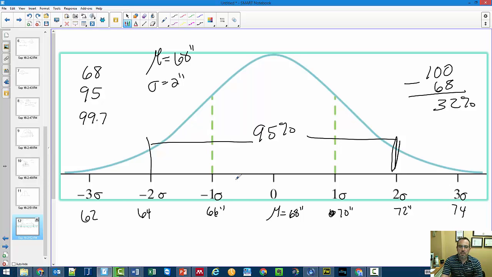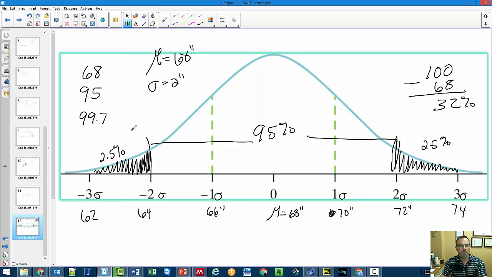All right. This tells me if it fits this shape 95%, well, that leaves me with 5%. That means 2.5% of the individuals are going to be less than 64 inches. It also tells me that 2.5% of the people are going to be taller than 72 inches. All right, so that is kind of how we're using those numbers and being able to kind of divide this up into chunks.